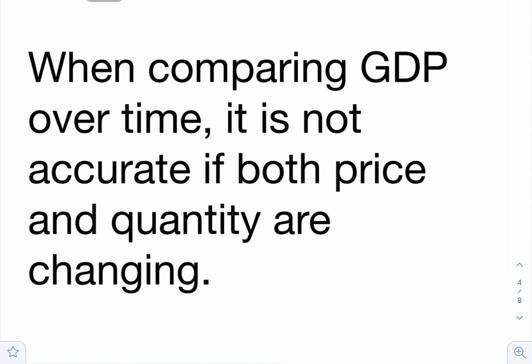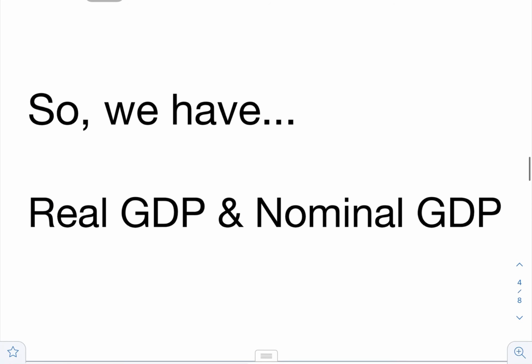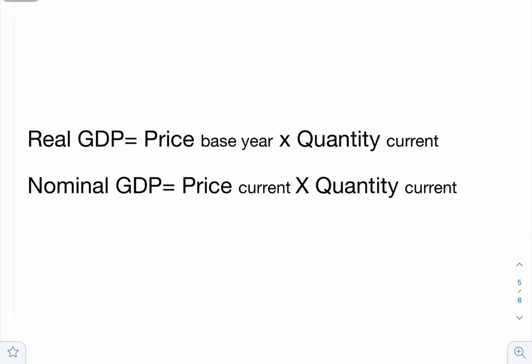Usually we want to compare GDP over time, but when comparing GDP over time, it is not accurate if both prices and quantities are changing. So we have real GDP and nominal GDP. Real GDP equals base year price times current year quantity, and nominal GDP equals current year price times current year quantity.